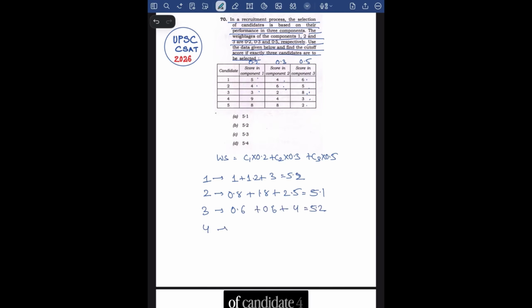Now let's calculate the score of candidate 4. So 9 into 0.2 plus 4 into 0.3 plus 3 into 0.5. So that is equal to 1.8 plus 1.2 plus 1.5. So this is equal to 4.5. Now let's calculate the score of candidate 5. So that is equal to 8 into 0.2 plus 8 into 0.3 plus 2 into 0.5. So this is equal to 1.6 plus 2.4 plus 1. So this is equal to 5. Now since exactly 3 candidates are to be selected, the cutoff is the third highest score. So the first 2 students get a score of 5.2 and 5.2. So the third highest becomes 5.1 and the correct answer is option A.